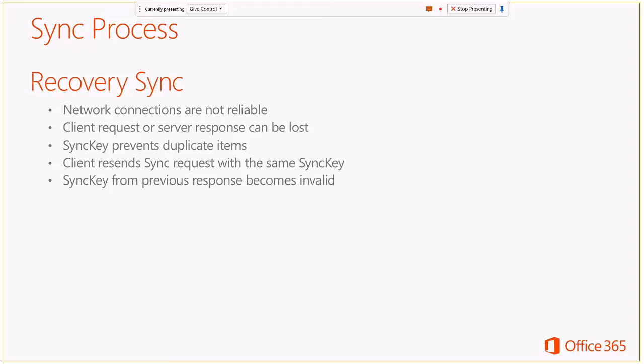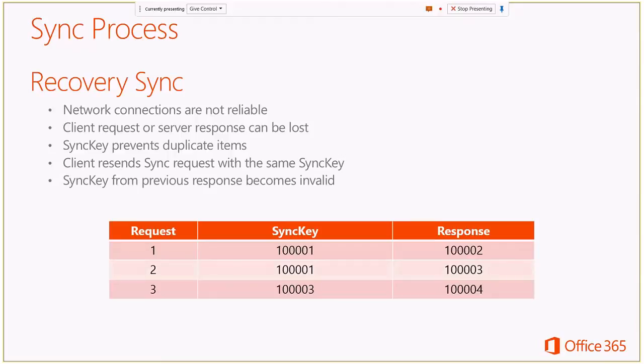So here's a graphical representation. Request 1, sync key of 100,001, the response is 100,002. Client sends 100,001 again, gets 100,003. It should then send 100,003 and then gets another response. That 100,002 is invalid. It should never send that sync key. Even if it does receive it, it has become invalid.